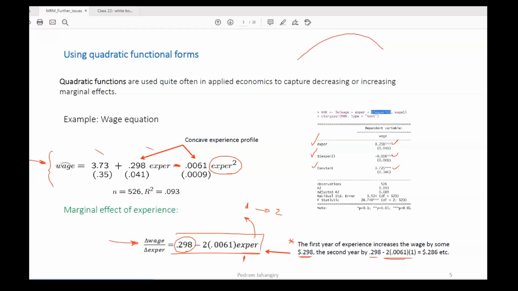So if I want to calculate the marginal effect of the second year of experience, I will set experience equal to 1 and see when I go from 1 to 2, what was the marginal effect of that second year. If I want to calculate the marginal effect of the 10th year, I will set experience equal to 9 because I want to see when I go from 9th year to 10th year, what was the marginal effect, okay?